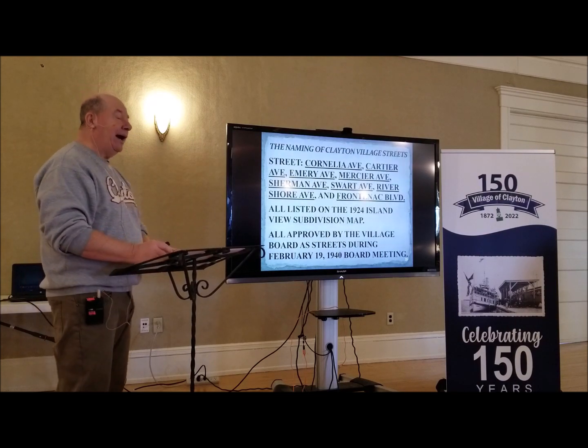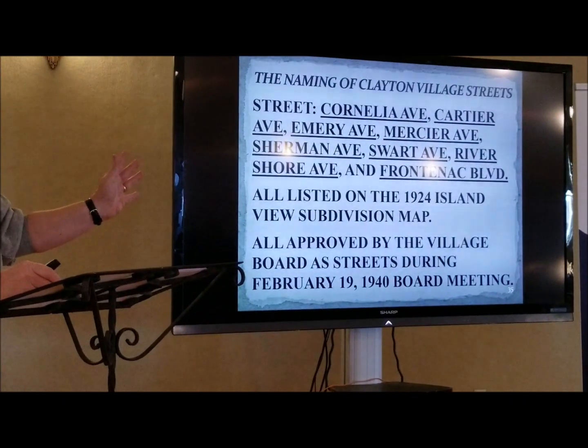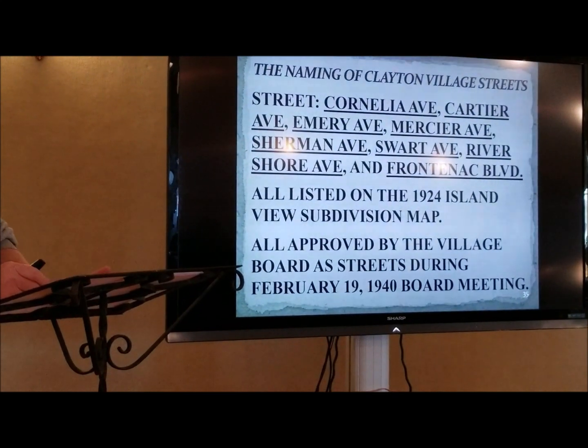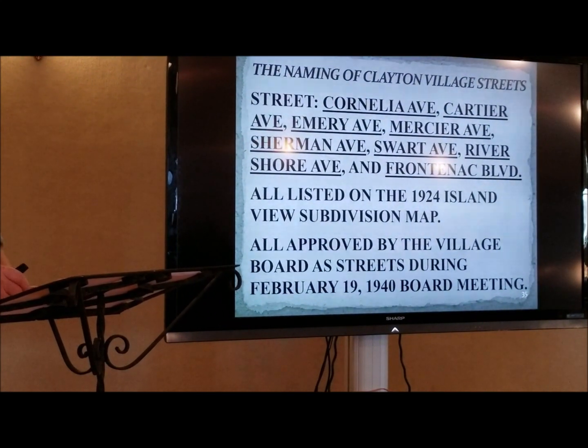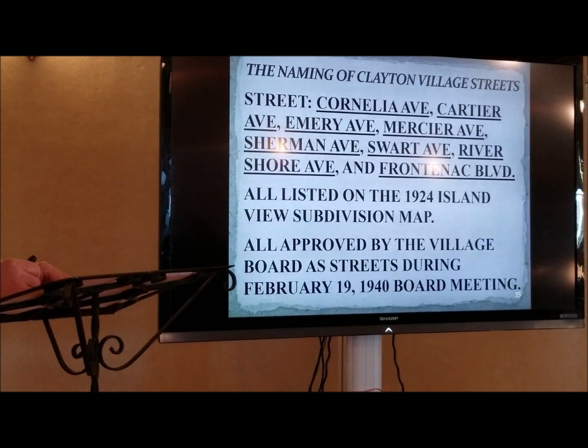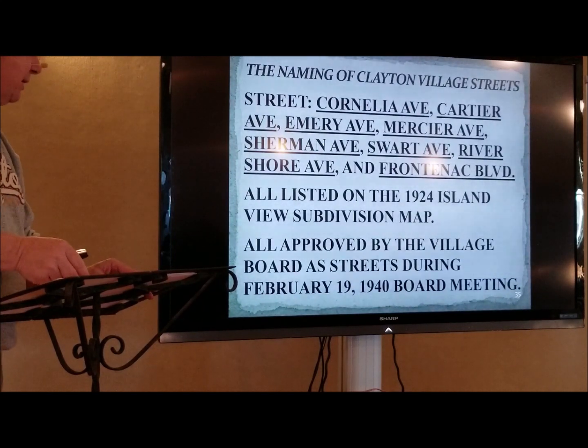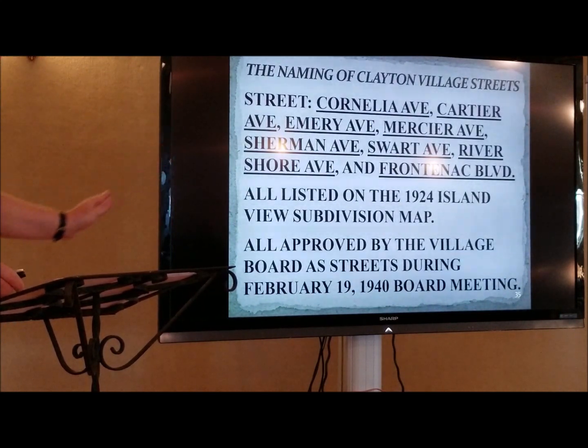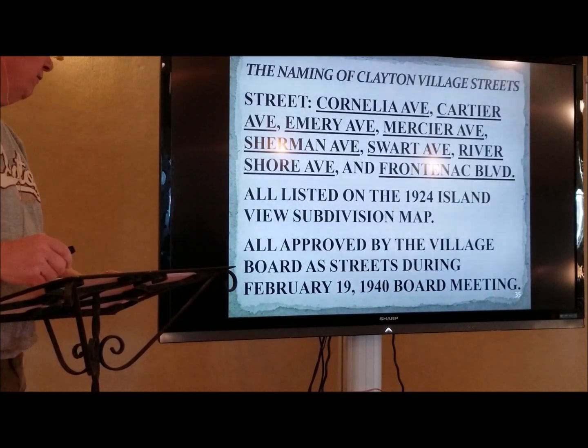All right, here's a lot of streets in one. I did all this to save you sitting through like 10 slides. We got Cornelia Ave, Cartier, Emory, Mercer, Sherman, Swart, River Shore, Frontenac. And where are they all? Steele's Point. All right? And they all got accepted in one swoop. All right, February 19th, 1940.